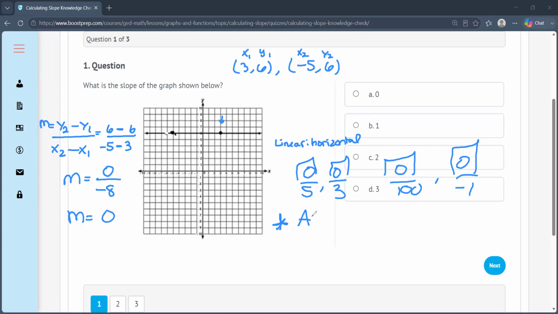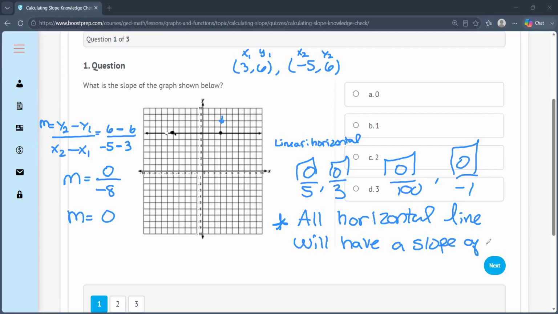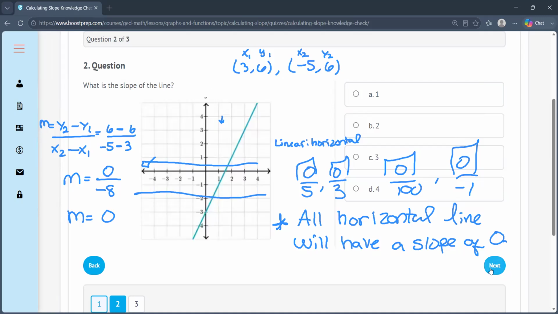So you could say all horizontal lines will have a slope of 0. Okay, so it doesn't matter if it's like this or if it's down here. As long as it's horizontal, the slope will always be 0. Let's move on.